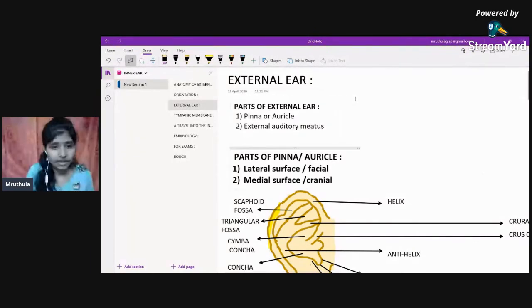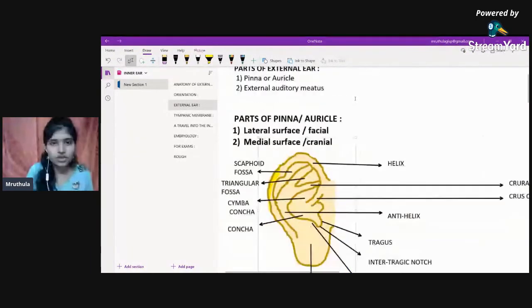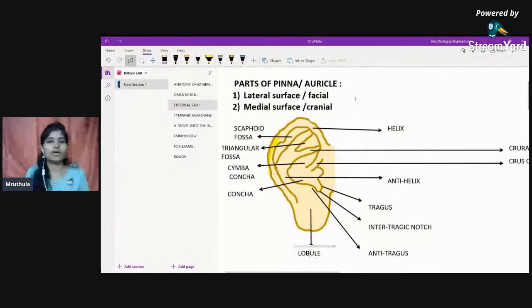So first, let us see about the parts of the pinna. You can palpate this on your own pinna, or when you're learning for the first time, you can go see someone else's pinna and then you can study from that. For now, just listen to the words, just see where the structures are present. Look at this diagram.